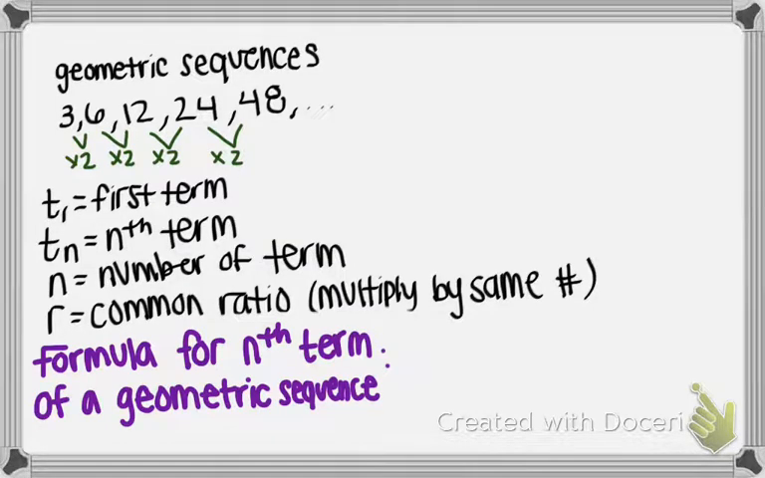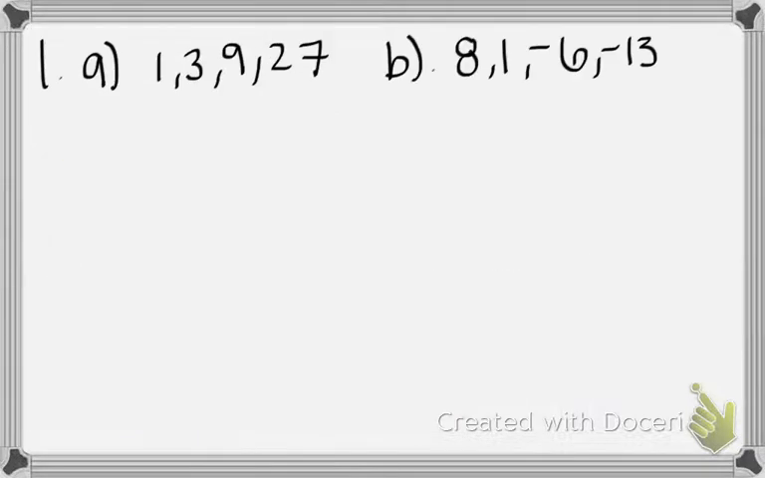Now that we've defined all our variables, I can give you the formula for the nth term of a geometric sequence. That's going to be Tn equals T1 times r to the n minus 1. This again means that our nth term equals our first term times the common ratio to the power of the number of the term minus 1. So how do we tell the difference between a geometric and an arithmetic sequence?